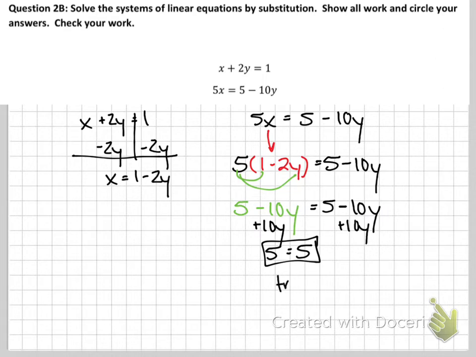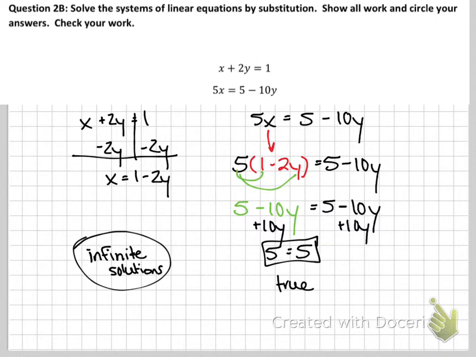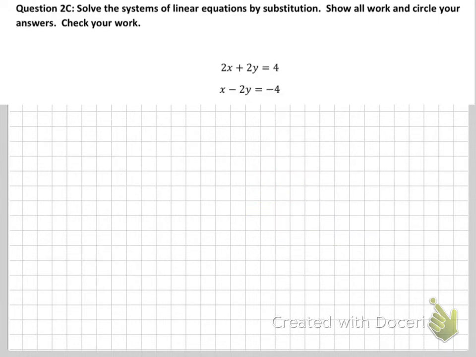And it's always true, regardless of what I make x or y. Therefore, we say that this system of equations has infinite solutions. And that would be the final answer for this problem. Let's do the next one. Again, we're solving via substitution.